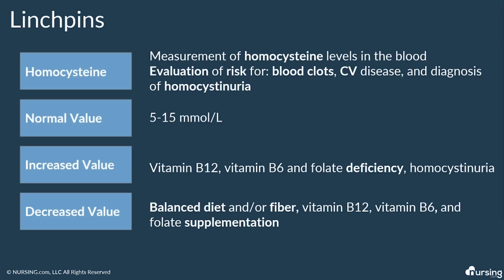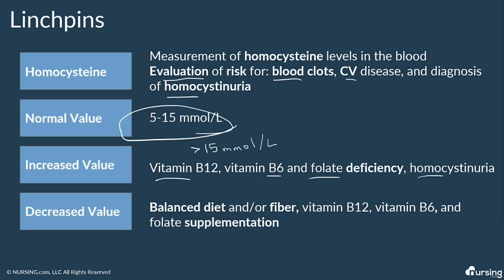To wrap this up, homocysteine is a measurement in the blood to evaluate for the risk of blood clots, cardiovascular disease, and to diagnose homocysteinuria. Normal values are between 5 and 15 millimoles per liter. An increased value is going to be greater than 15 millimoles per liter and indicates that there's a deficiency in either vitamin B12, B6, or folate. It's also going to be increased in homocysteinuria.